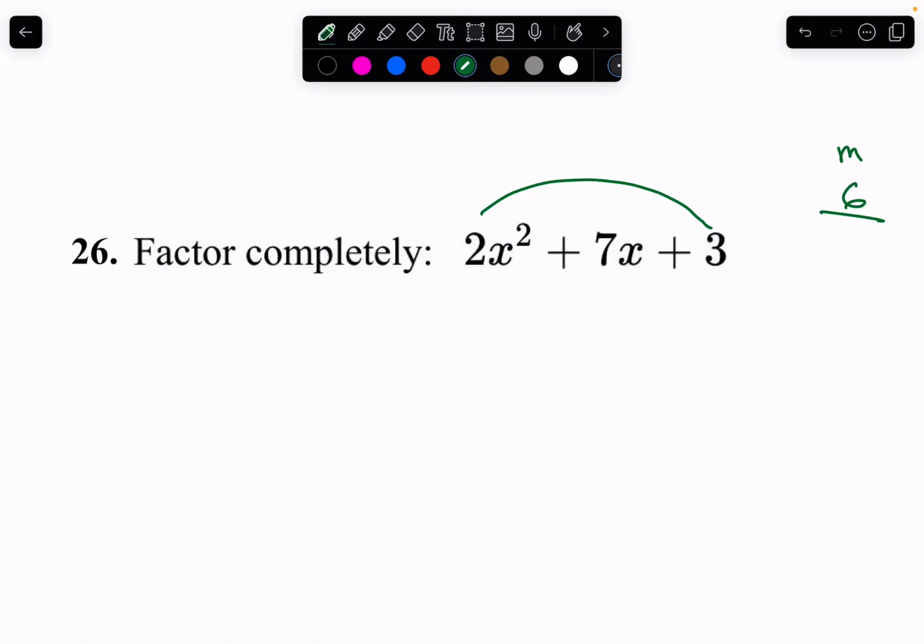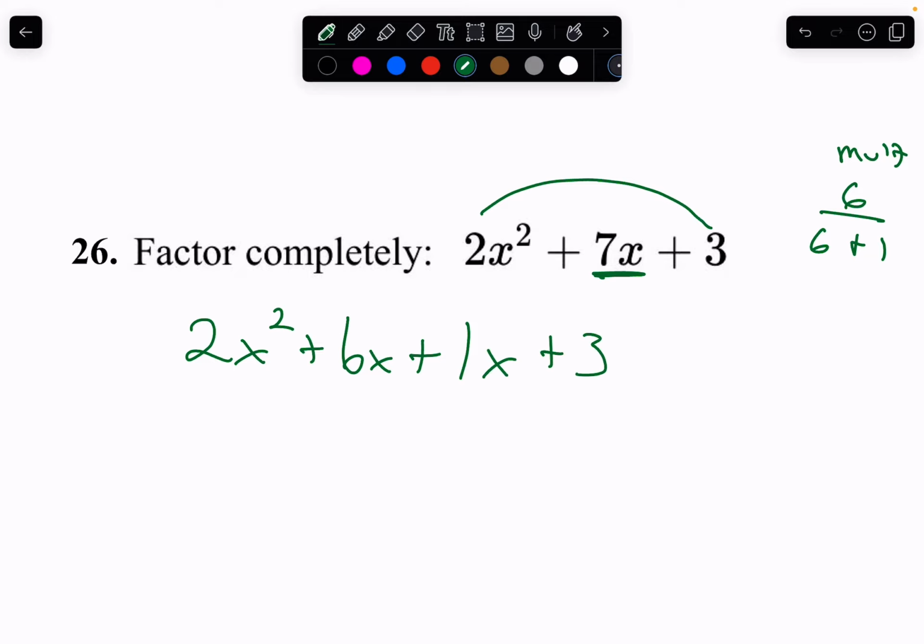So what two numbers multiply to 6 and add to 7? That is going to be 6 and 1. So we take these two numbers and we rewrite the middle guy. So we do 2x squared plus 6x. Now you could do just plus x, or you could do plus 1x. It doesn't really matter. Plus 3. All right.